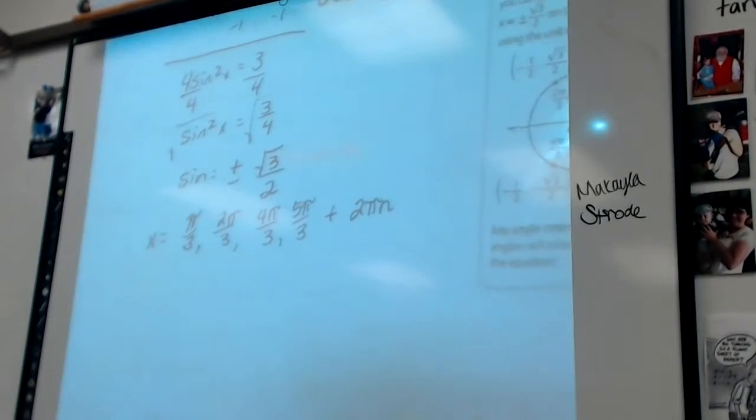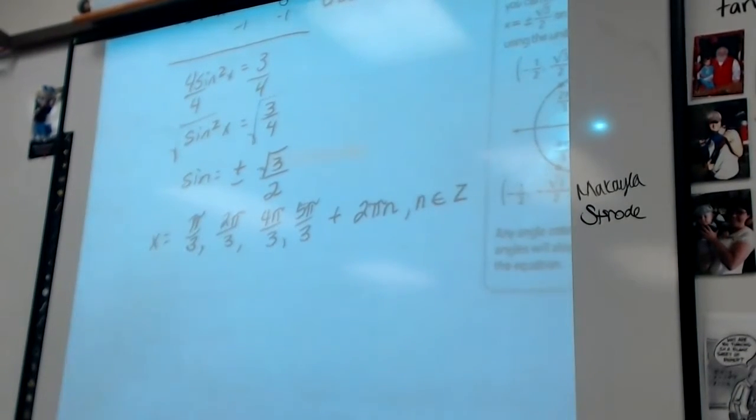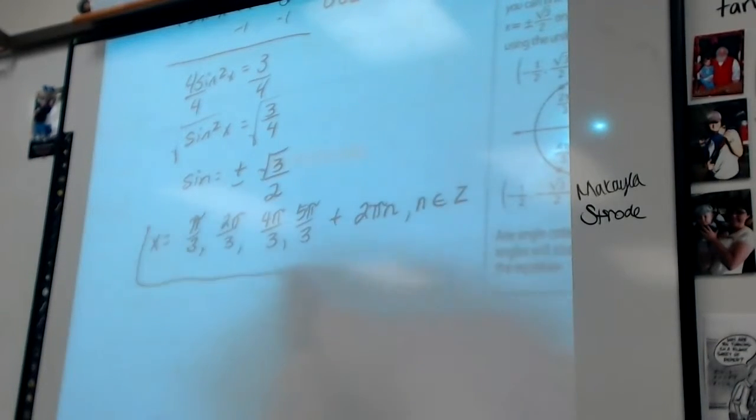And technically, you're really supposed to put this, letting whoever might be looking at this know that we're talking about integer multiples of 2 pi. But if you leave that off, I probably won't even count off.